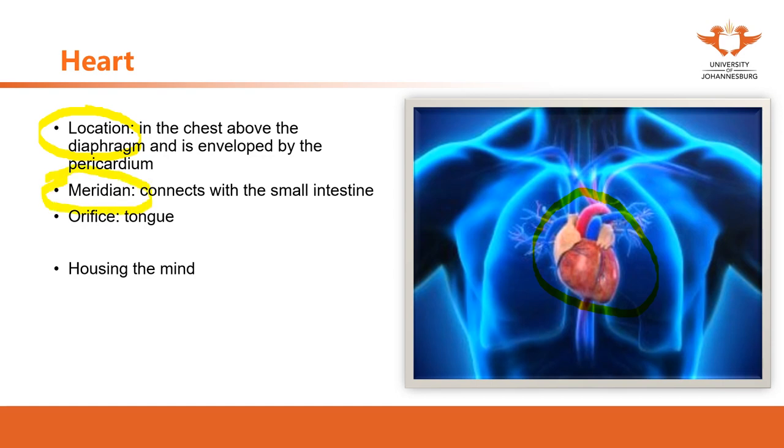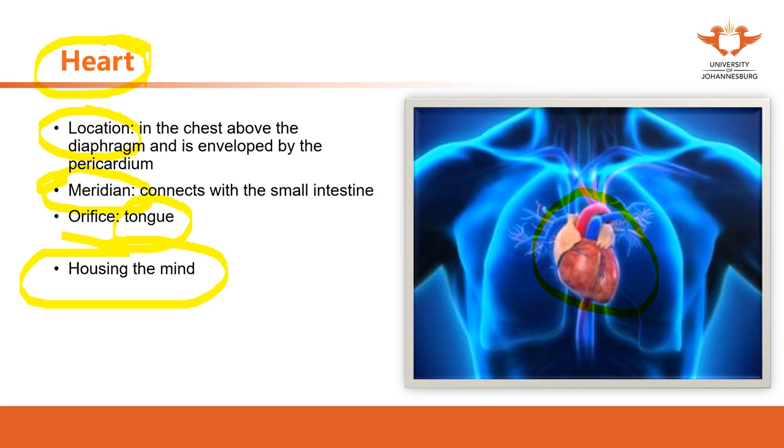The heart meridian connects with the small intestine. The heart opens on the tongue. For instance, if a patient suffers from a heart problem, such as heart fire, excess heat in the heart, the patient may present with problems on the tongue. On the other hand, if we see a patient present with problems on the tongue, we may conclude that this patient may suffer from a heart problem. The heart also houses the mind. This is very special in Chinese medicine.